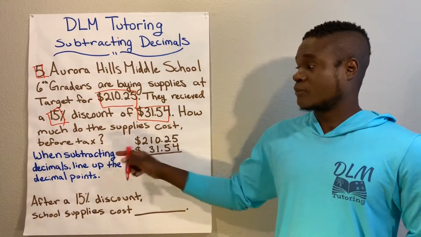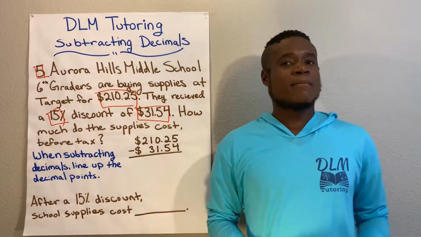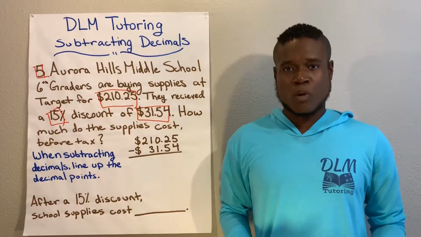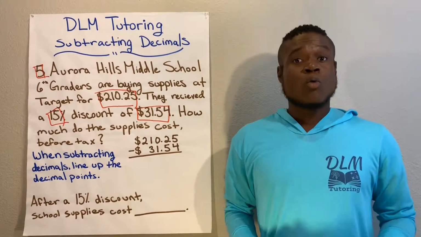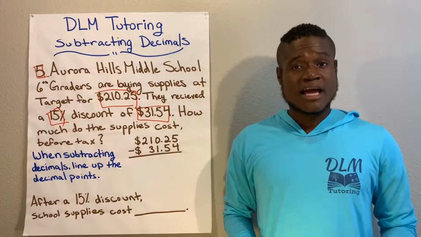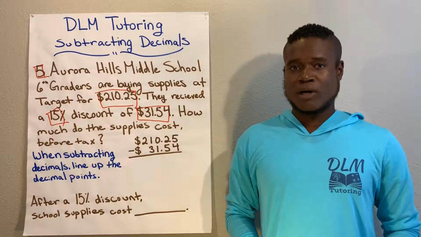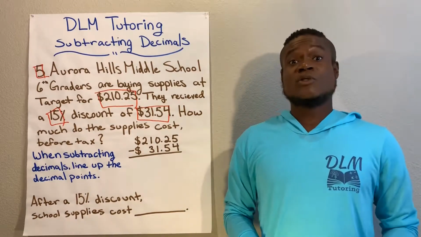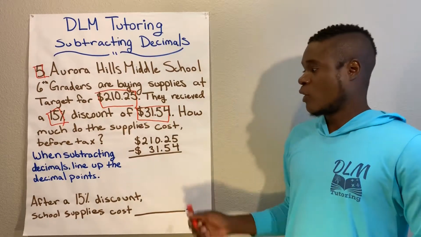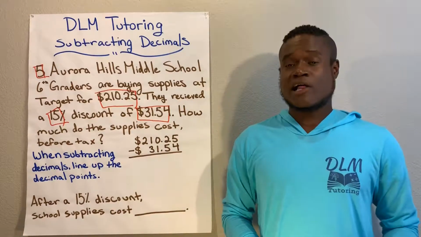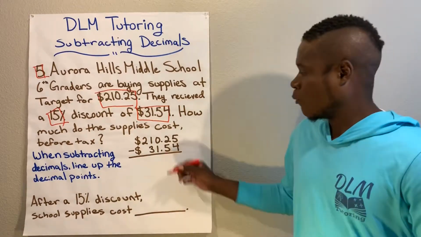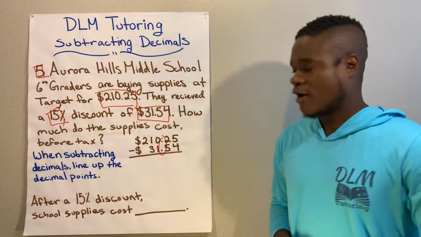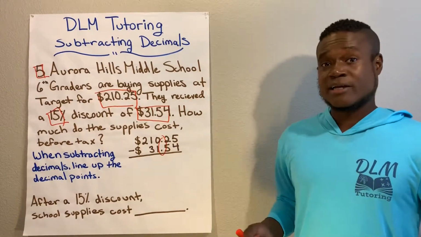I know that when I'm subtracting decimals that I'm going to need to line up my decimals by the decimal point. This is very important. When you are subtracting decimals, line up your decimals by the decimal point. So if I'm subtracting my total of $210.25 minus the discount of $31.54, I'm going to make sure those decimals are lined up, which I have. Now I can go ahead and subtract.